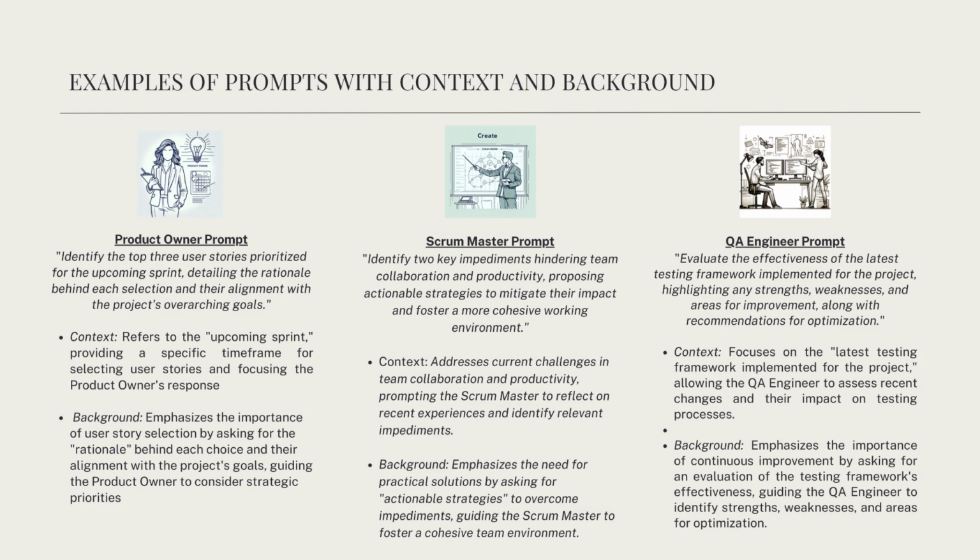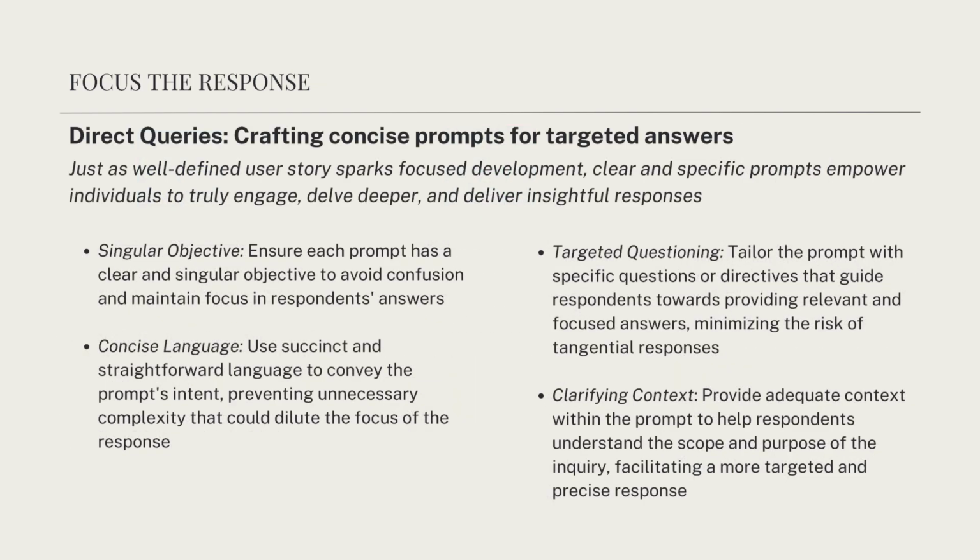Here's how that plays out. For a product owner, a prompt with context is: identify the top 3 user stories prioritized for the upcoming sprint, detailing the rationale behind each selection and their alignment with the project's overarching goals. The context of the upcoming sprint and overarching goals forces the AI to think strategically. For a QA engineer, instead of "how's the testing?" you'd ask, evaluate the effectiveness of the latest testing framework implemented for the project. By providing the context of the latest testing framework, you get a focused evaluation of a specific change, which is far more useful than a general update.